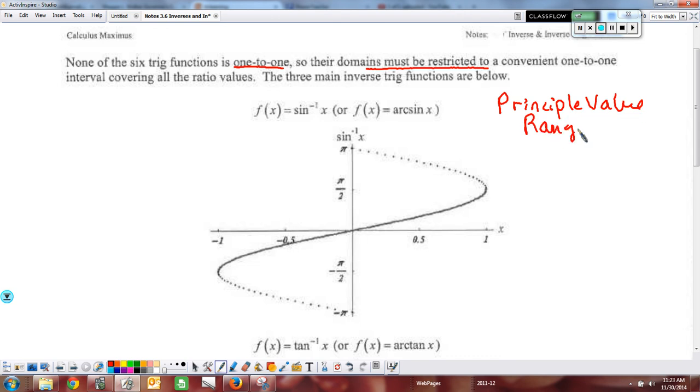And yes, you do need to go back and review your inverse trig and relearn your principal value ranges. For the arc sine, when we flip the sine graph over, it is clearly not a function, so we restrict it so that the inverse sine graph would only be this portion right here, so that it would be a function. So our principal value range is negative pi over 2 to pi over 2 for the inverse sine.